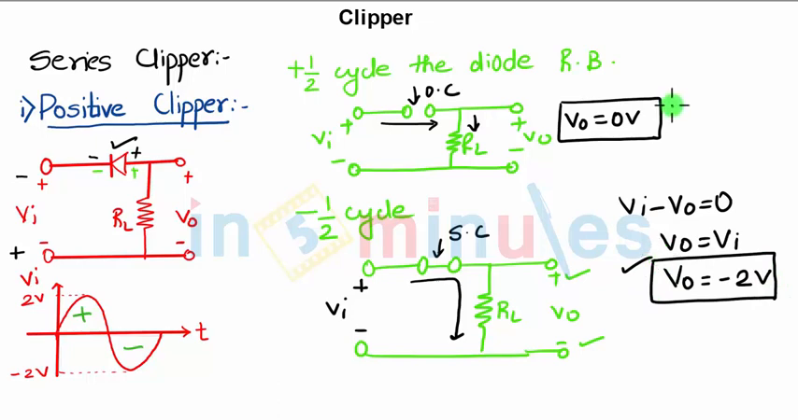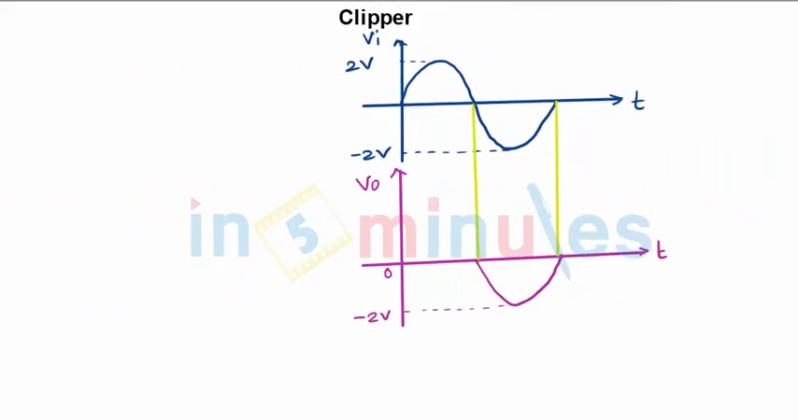In the positive half cycle, you are getting 0 volts. This is how we find the output voltage. Why do we require VO in both the half cycles? Because we want to draw the waveform in the positive and negative half cycles for the clipper circuit. This is how I got the value of VO as 0 volts in the positive half cycle and minus 2 in the negative half cycle, and the final waveform is like this.